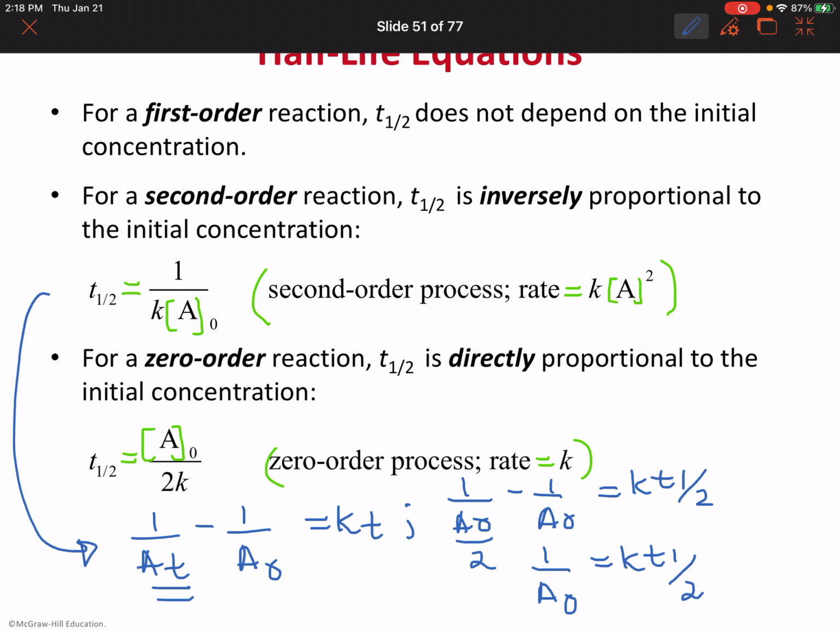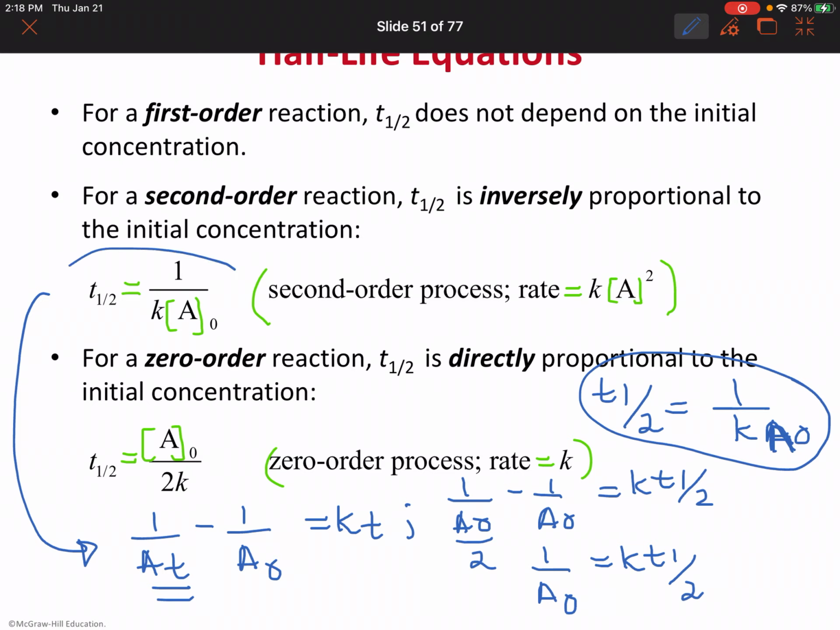So T half then would be 1 over k A naught. So we just derived that together. T half equals 1 over k A naught, the same equation for a second order process. Similarly, for a zero order reaction, T half is directly proportional to the initial concentration.